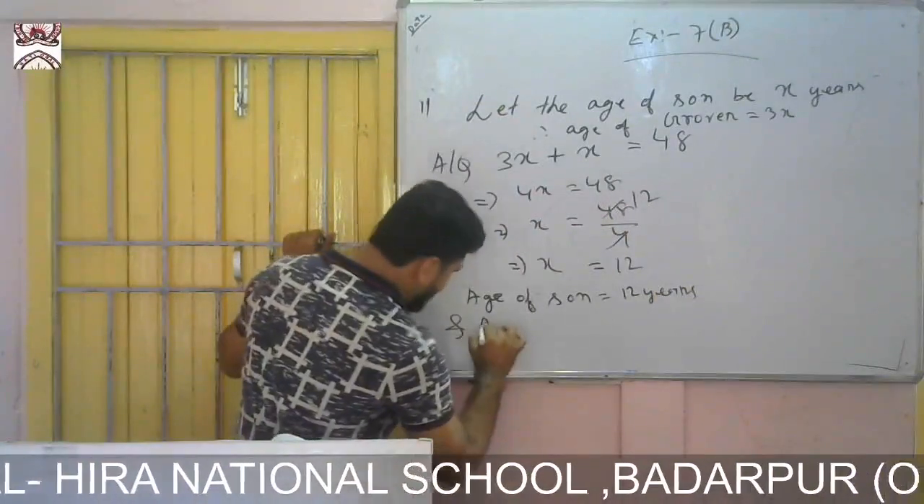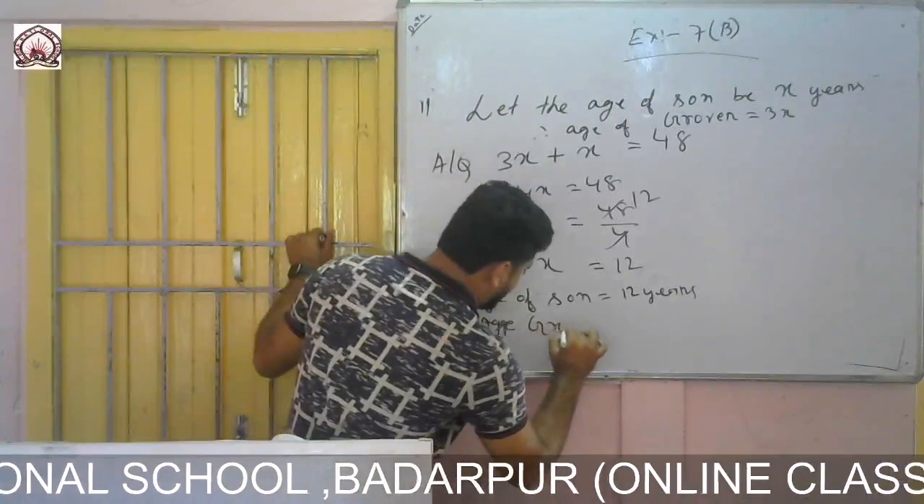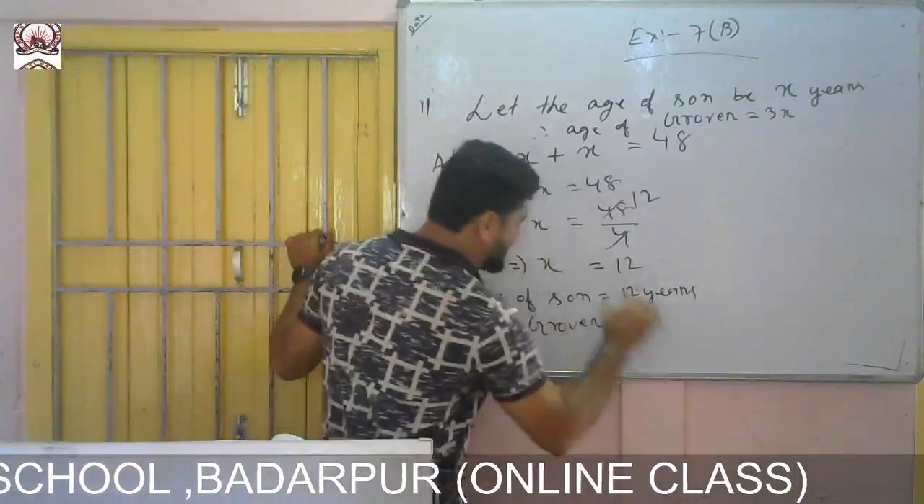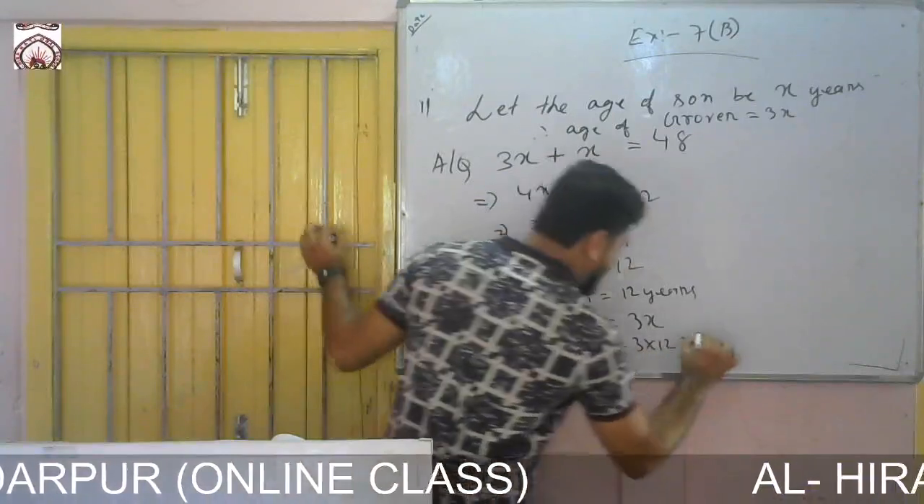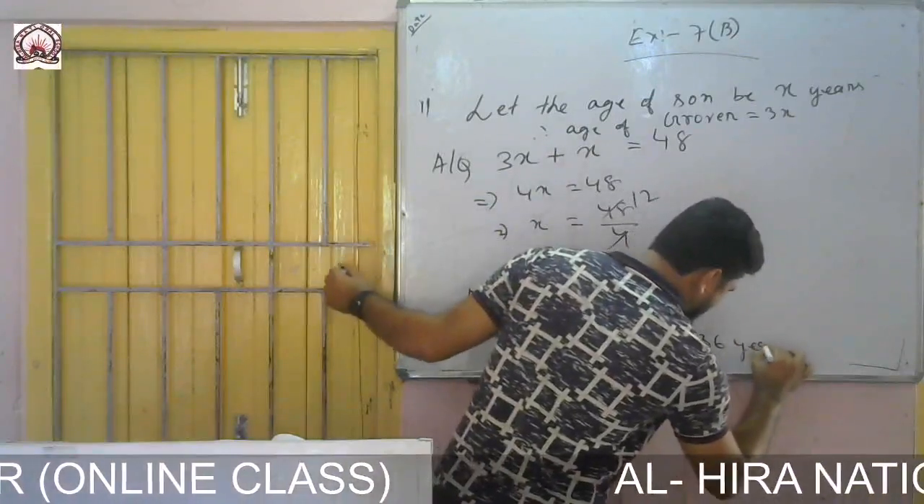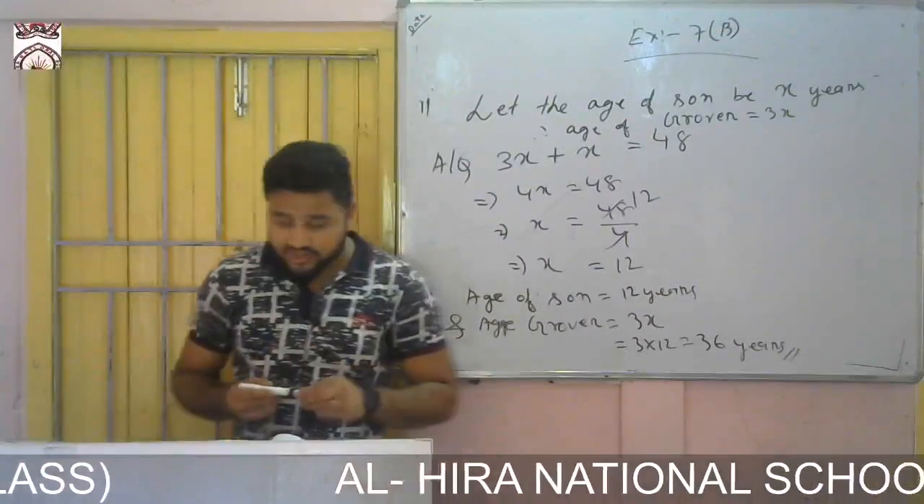And age of Grover equals thrice x. That is 3 into 12, that is 36 years. Finished. Now come to question number 12.